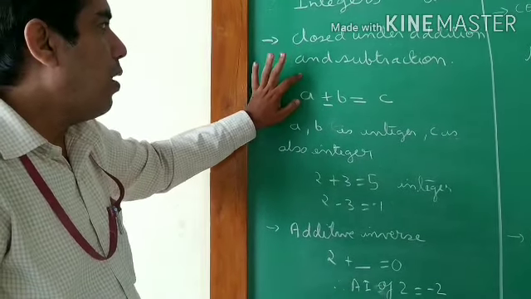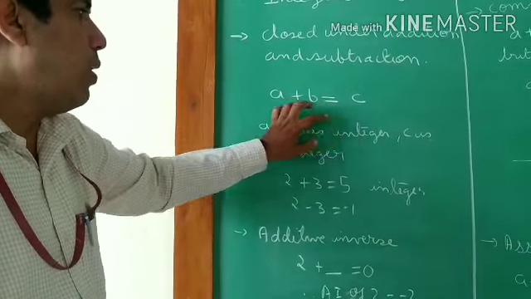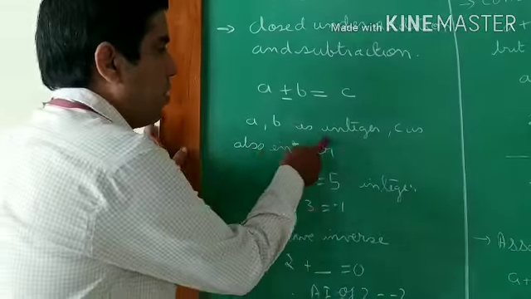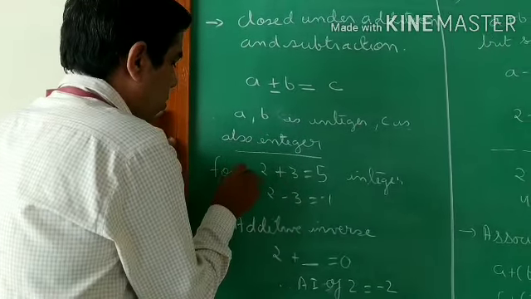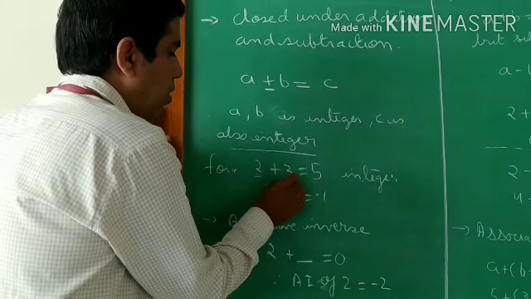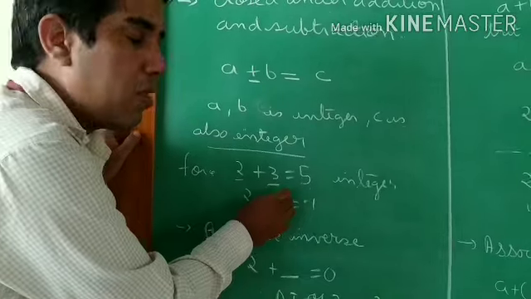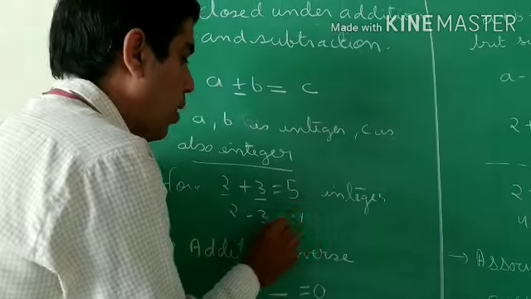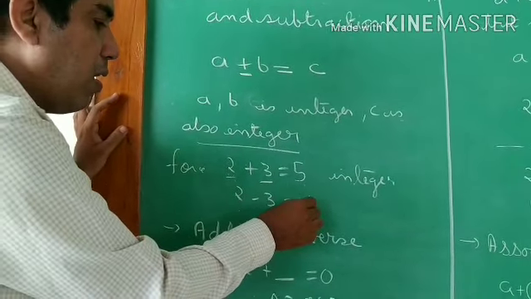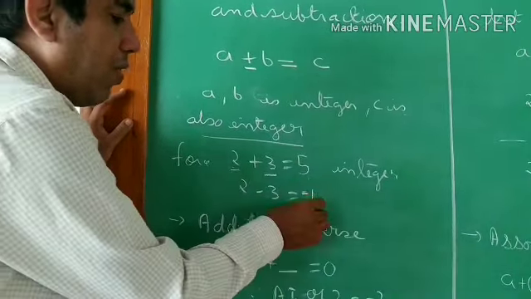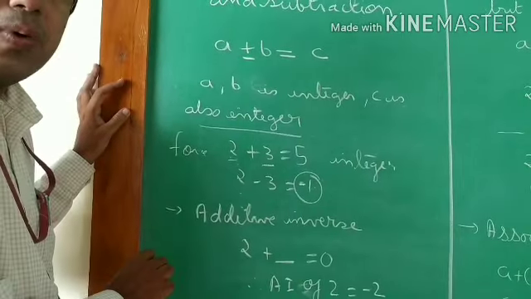Integers are closed under addition and subtraction. What does this mean? A plus B is equal to C. If A and B are integers, then C is also an integer. For example, you can see 2 and 3. 2 plus 3 is how much? 5. 2 is an integer, 3 is an integer, and 5 is also an integer. So it is closed under addition. Similarly, you can see 2 minus 3 equals minus 1, and this is also an integer. So it is closed under subtraction.